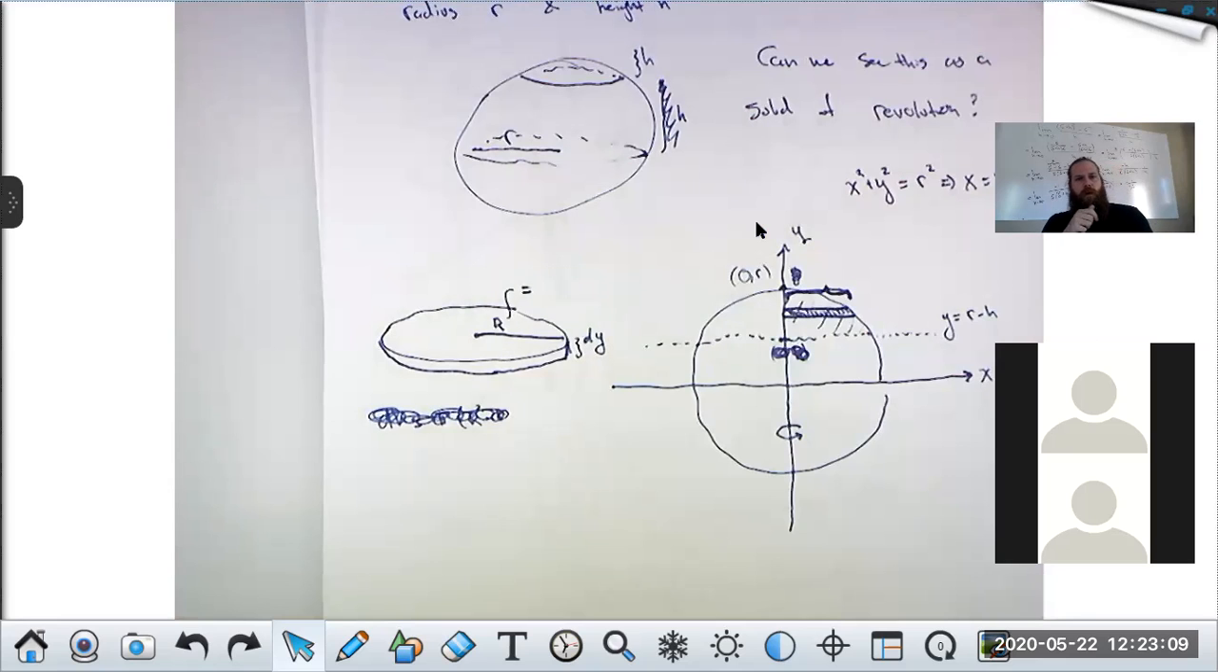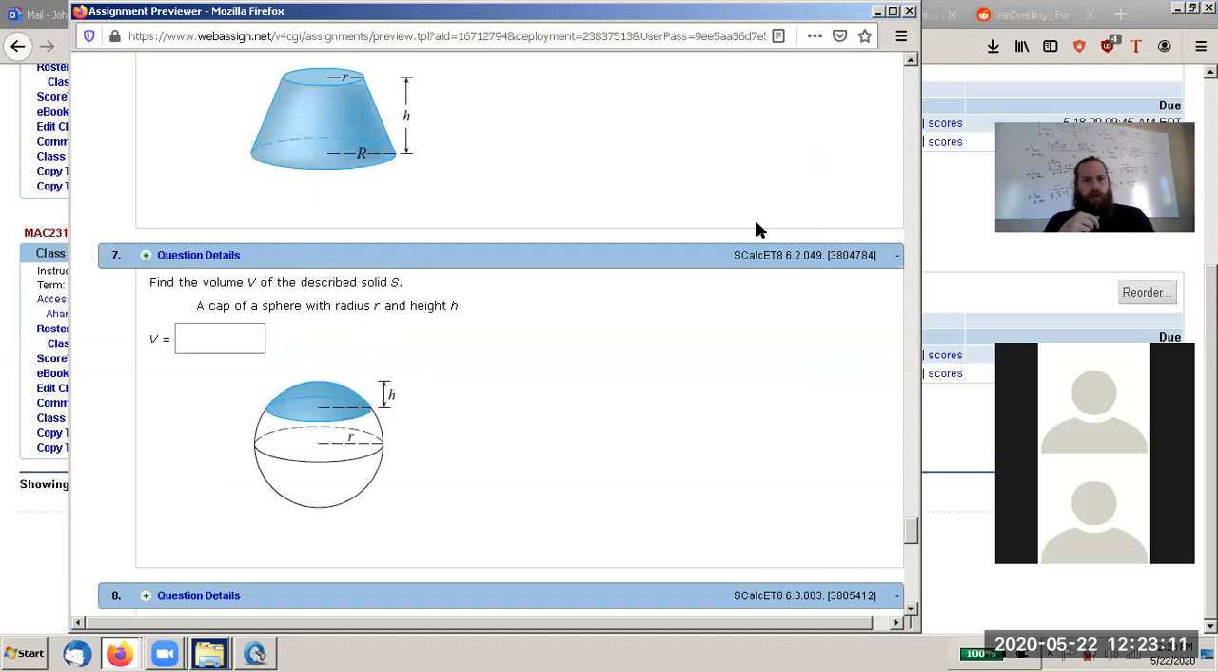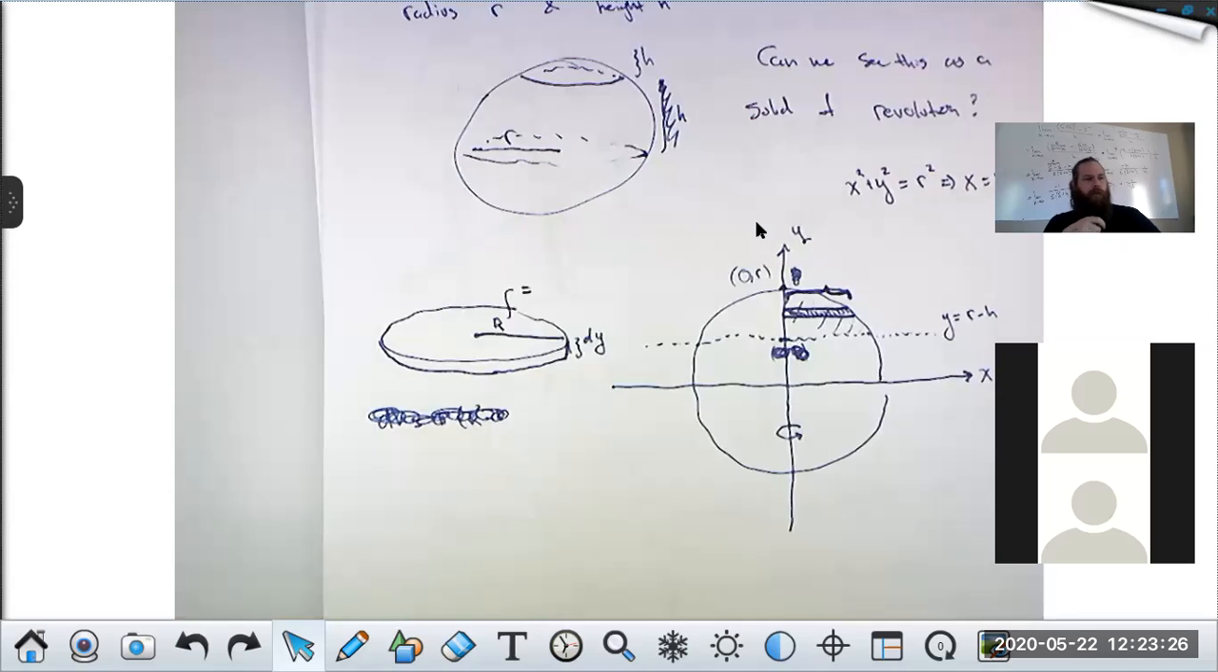So if we're just trying to set up the integral, this is interesting. I'm thinking this might be an integral that you guys don't have the tools to do yet, so they might intend us to do this differently. Let me go ahead here.